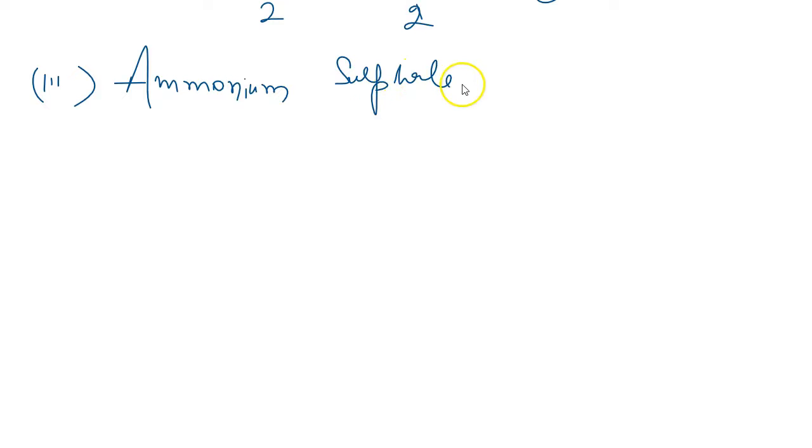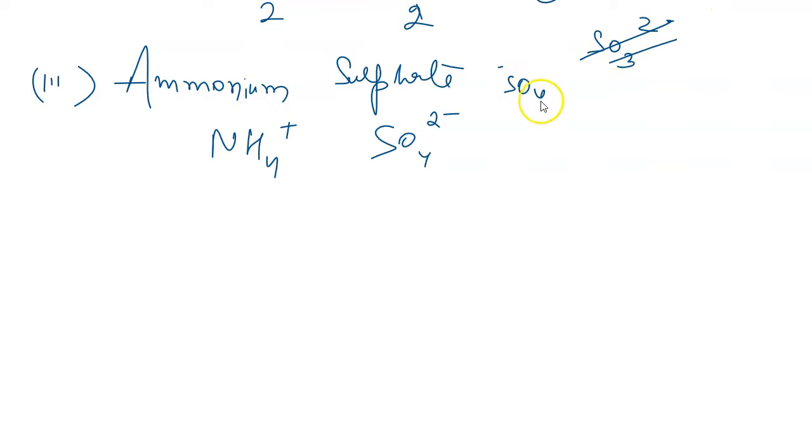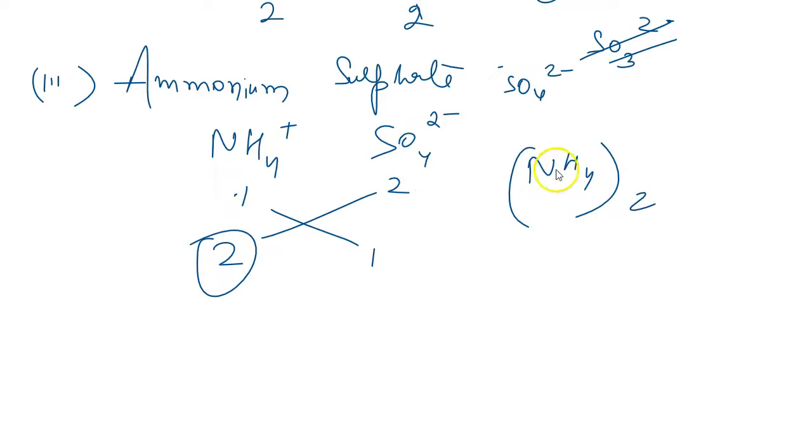Let's see another one. Let's say ammonium sulfate. What will be the expression? That's also simple. Ammonium NH4 plus, sulfate. We should remember SO4 2 minus. Remember, if it would have been ammonium sulfite, then it would have been SO3 2 minus. Right? So here it is SO4 2 minus. So valency 2 and 1, crisscross, we get NH4 base 2 and then SO4 base 1. So we just eradicate that base 1.